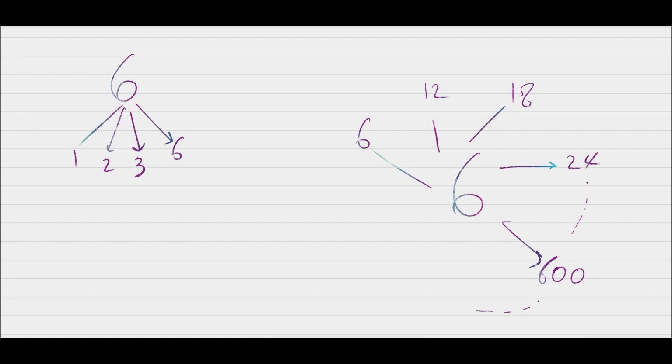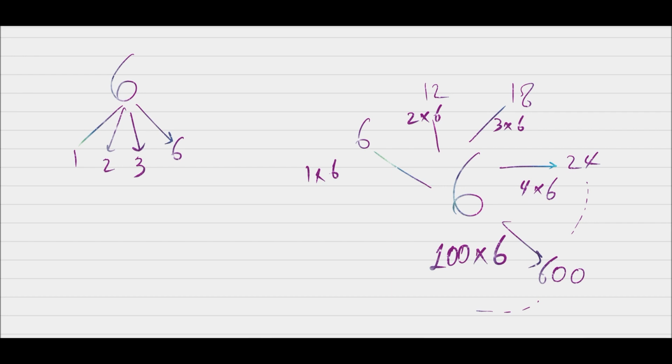How did I get this? Because 6 is 1 times 6, 12 is 2 times 6, 18 is 3 times 6, and 24 is 4 times 6. And 600 is 100 multiplied by 6. All of these are called multiples, and a multiple is what you get when you multiply 6 with another whole number. So if you have your times table memorized, those are just multiples.